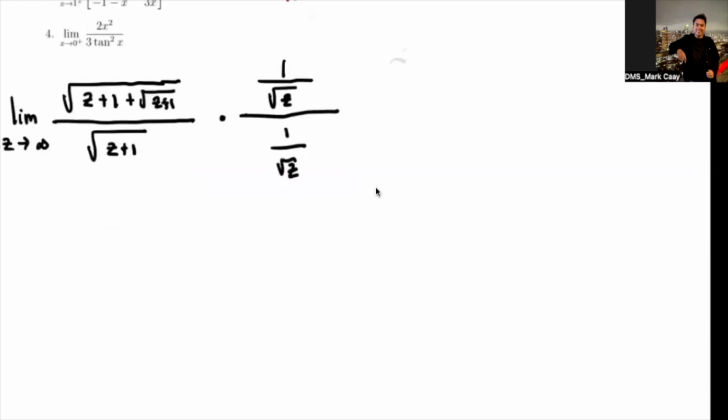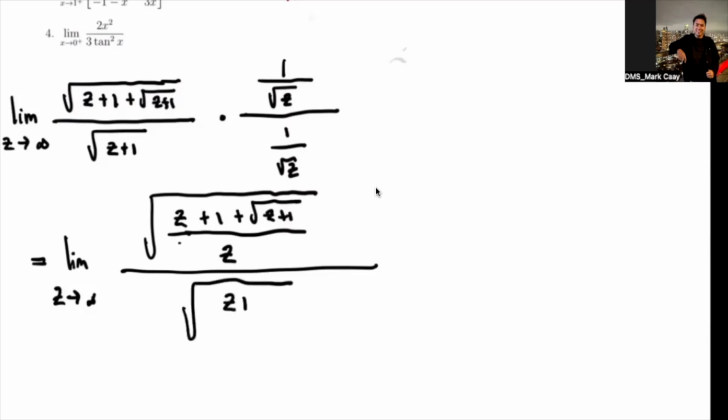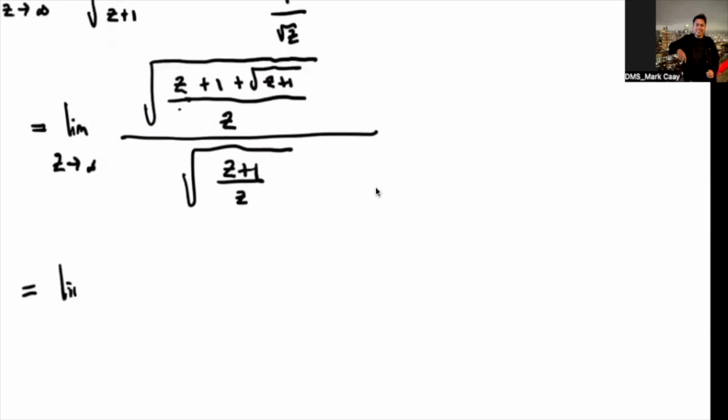Ganyan. So, anong mangyayari dito? Sige, kopyahin para rin natin yung limit. Mangyayari dito, magiging denominator siya dito, no? And then, because this is a square root, ibig sabihin, papasok siya sa loob. So, this one is the square root of z over z na yan. So, magiging ganyan. Plus 1 plus the square root of z plus 1, all over the square root of, eto naman, z plus 1 over z. So, if I simplify it further, yan.